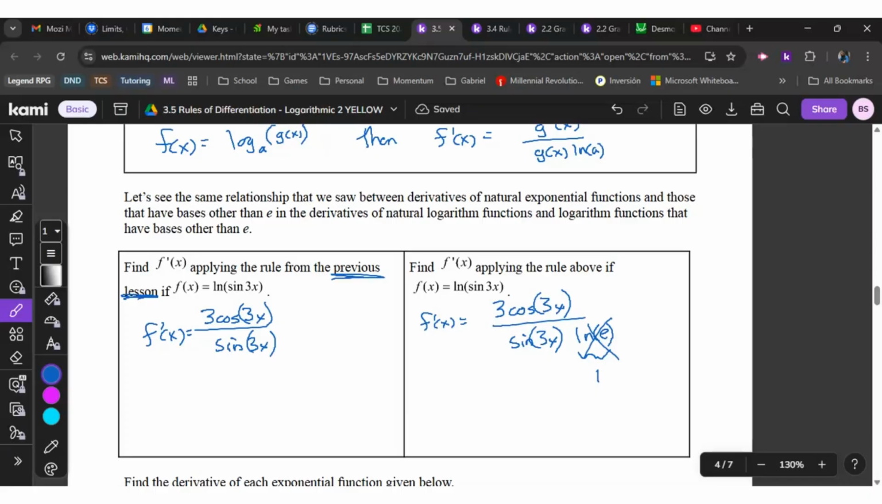Now, technically, maybe we should change one thing on these. Could you simplify both of these two? Close. What's cotangent? Because it's cosine over sine. So it'll be 3 cotangent 3x in both cases. Awesome.